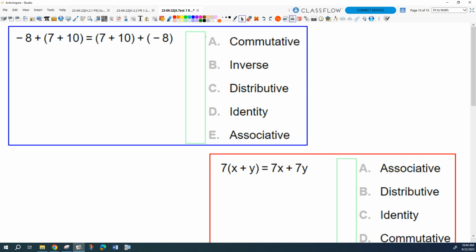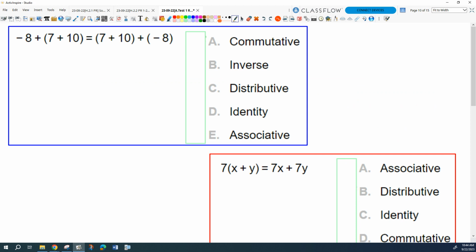Now this one is tricky. This top one. How come? Because you see parentheses, right? You see parentheses and you think associative. Okay, but it's actually not. Did I change the things that were grouped? No. So it's not associative. Which one is it? I just swapped them, didn't I?